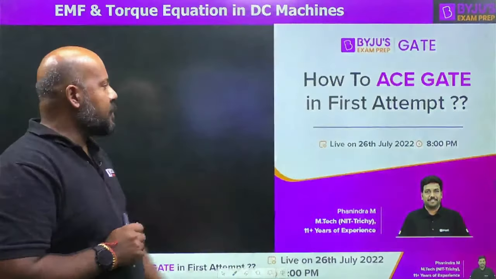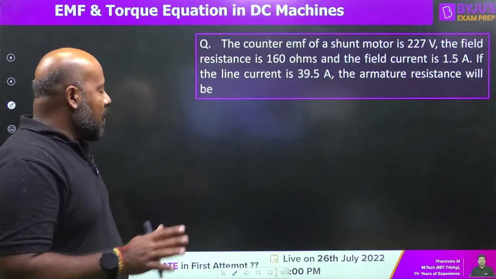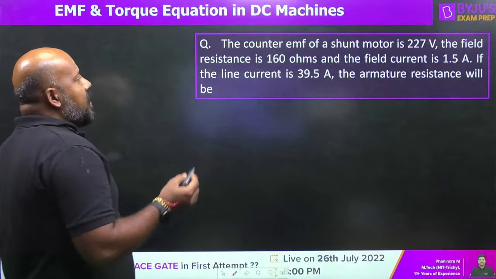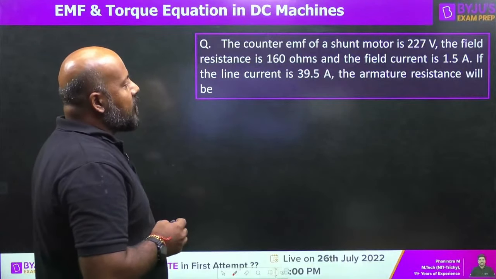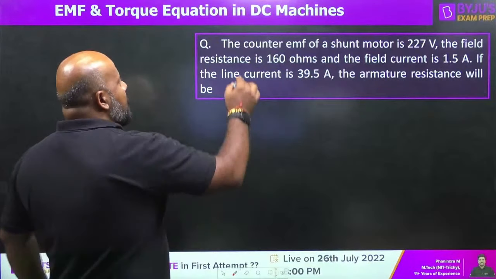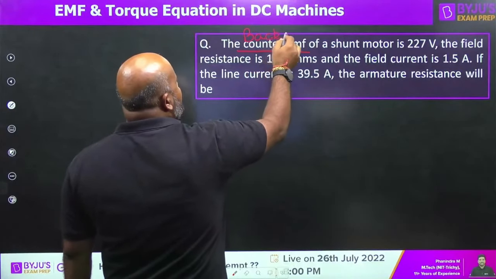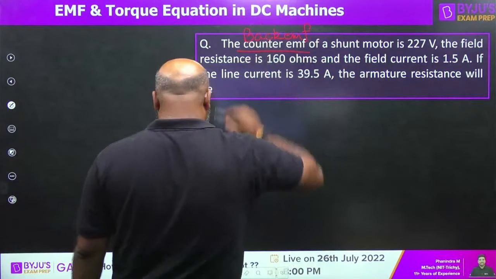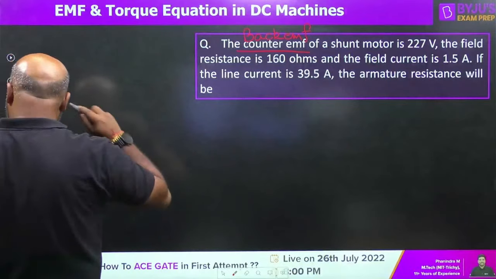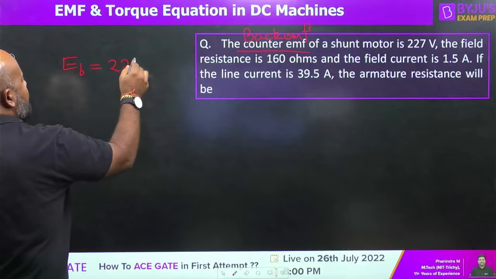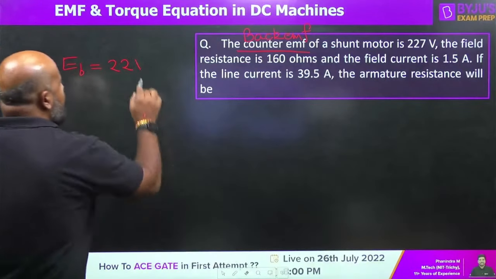Let us talk about the first question that we are going to see. He is saying the counter EMF of a shunt motor is 227. Counter EMF means he is talking about back EMF. So back EMF is mentioned here, 227 volts.